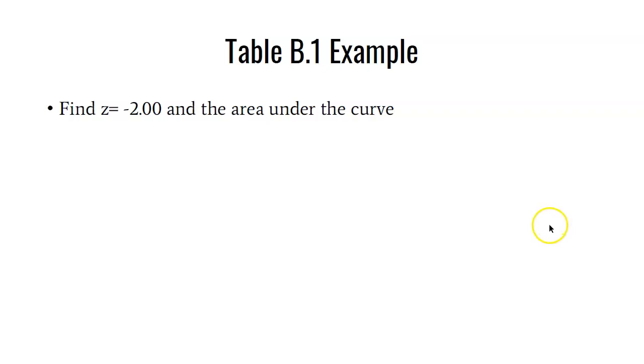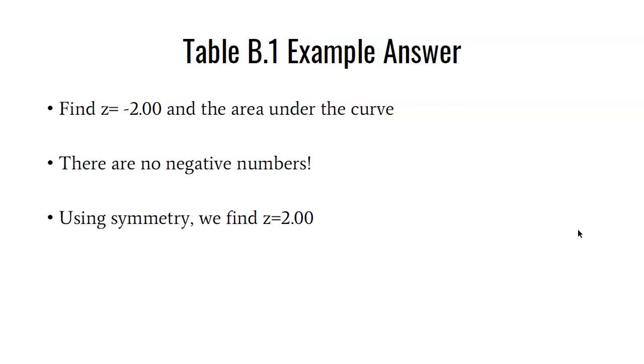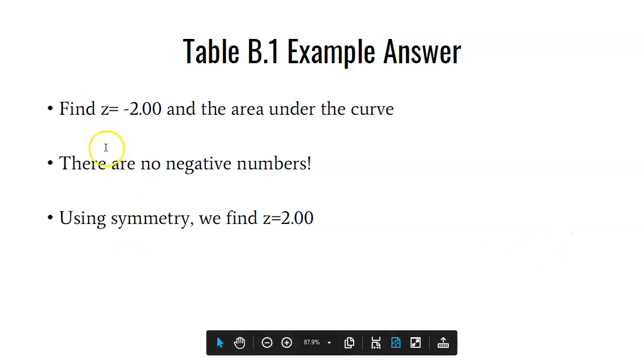All right, so I want you to pause here and find z is equal to -2 and the associated area under the curve. So hopefully you looked and you saw, there actually are no negative numbers on the z table. That's because the normal curve is perfectly symmetrical. So whatever the area under the curve is at z equals 1, it's the same area at z equals -1. Same thing with 2 and -2. All of the positive numbers are reflected in the negative numbers. So if we wanted to find z equals -2, we would just find z equals +2.